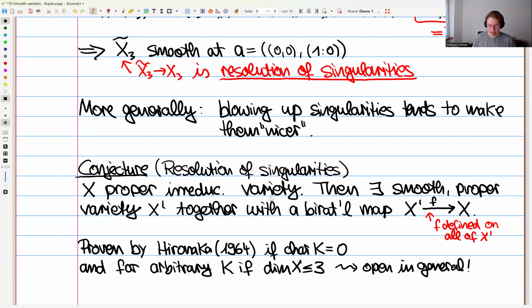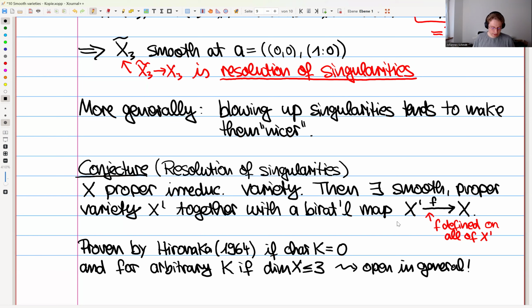Then the claim is that there exists a smooth and complete variety X prime together with a birational map from X prime to X. So in other words, you start with something complete and irreducible. It might be singular, but then there exists a smooth complete variety together with a birational map. So you can replace this singular object after a birational transformation with a nice smooth thing.